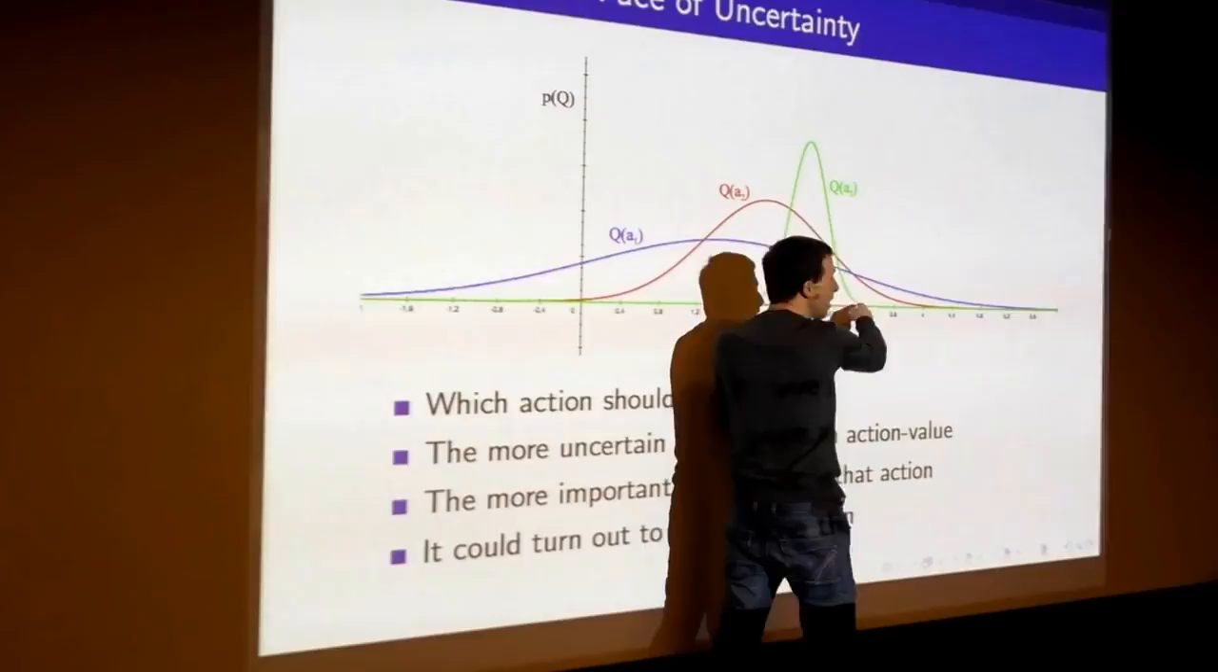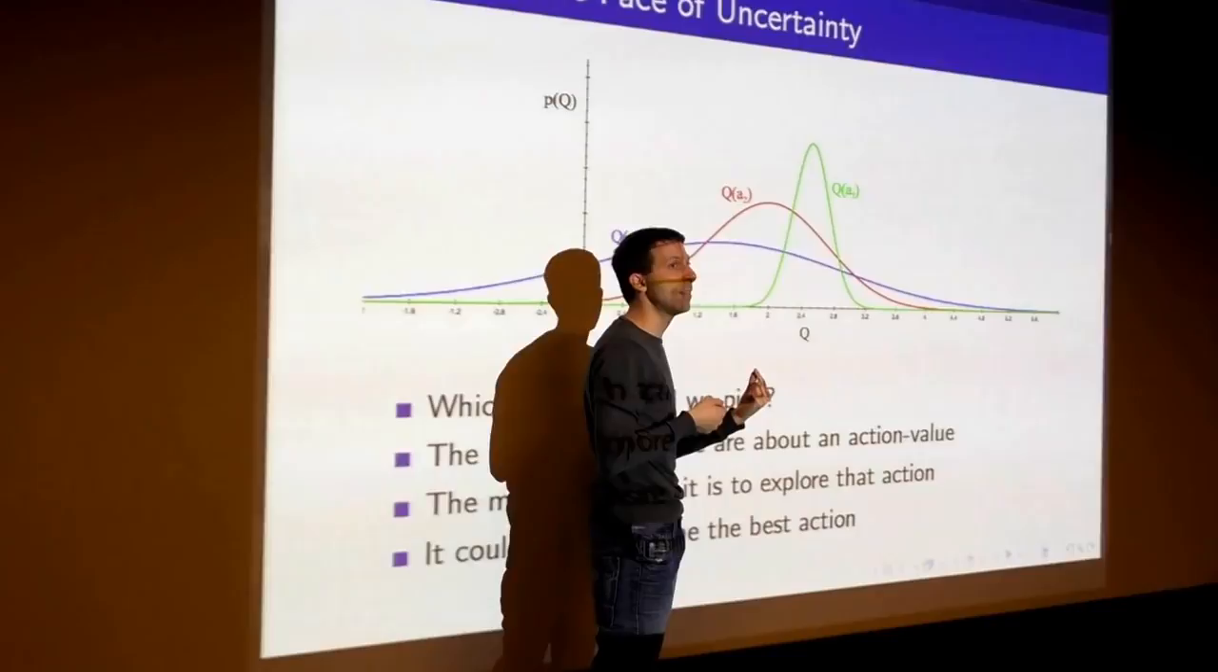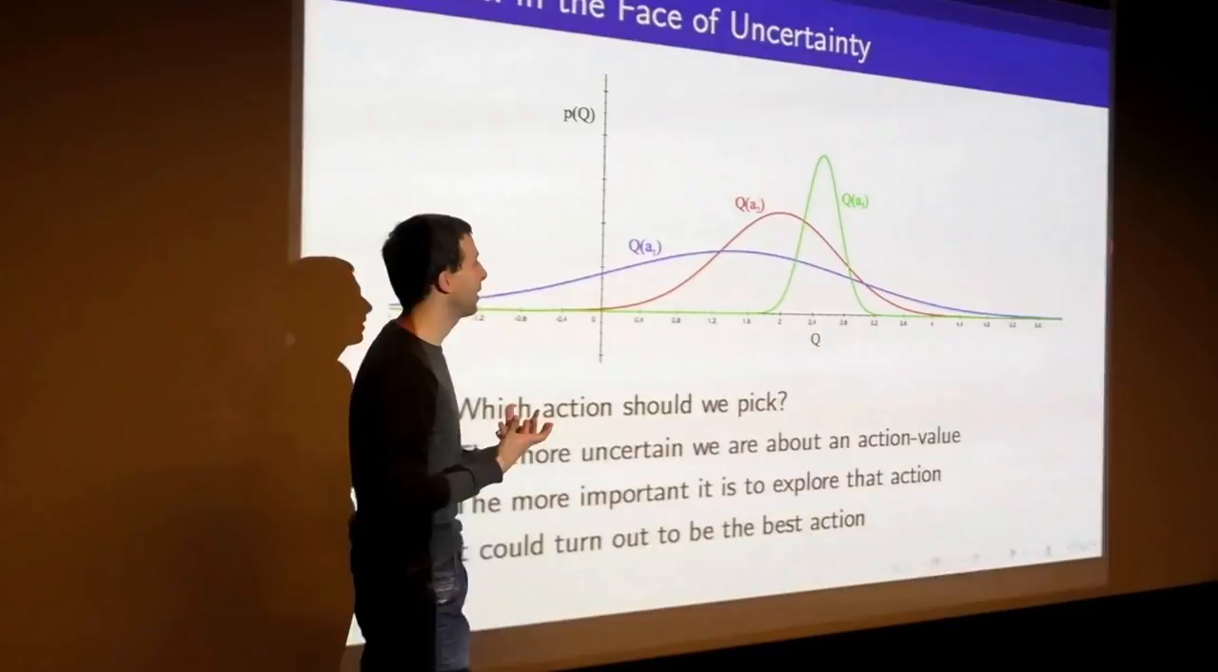And as you narrow these things down, you start to get more and more sure about where the best action really is, until you're actually just picking the one that's got the maximum mean. So it's a way to keep doing things, pushing down your uncertainty, but at the same time trying the thing which has the most potential to do well. So this is the optimism in the face of uncertainty principle.